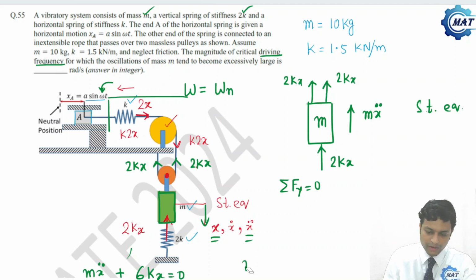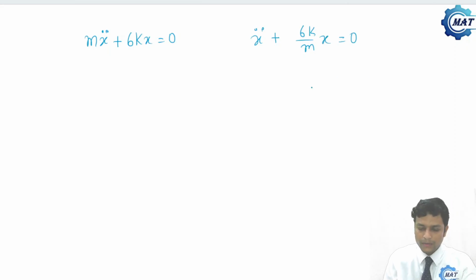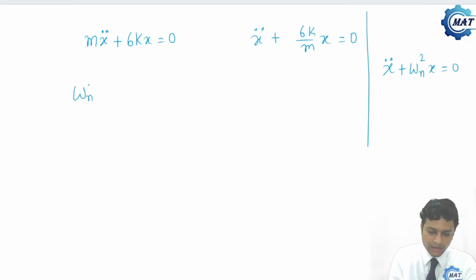Now let me do it in the next page. That is, m x double dot plus 6kx is 0. That is, x double dot plus 6k by m x is 0. Now compare this equation with the equation of simple harmonic motion, omega squared x is 0. Then omega n becomes what? Root over 6k by m.